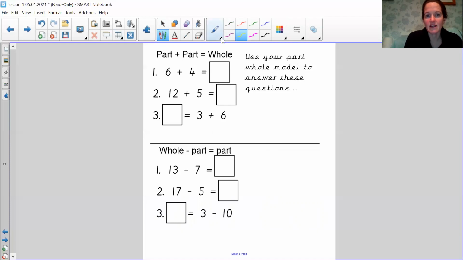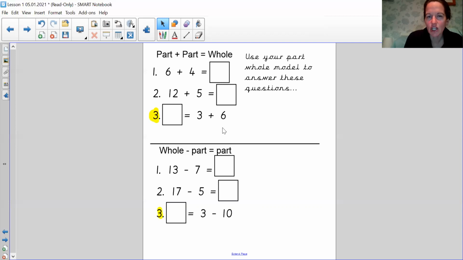So be careful. Number 3, I'm going to highlight it. Number 3, on both of them, those are the tricky ones. So look at number 3 for your adding and your takeaway. These are the ones that you have to pay attention to. They have the missing number. So this one actually is written a different way. Look at your symbols and figure out how you can use your part whole model. Here we have it written a different way.